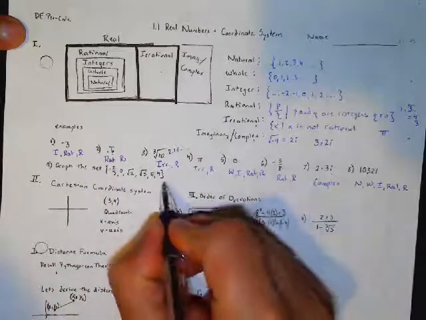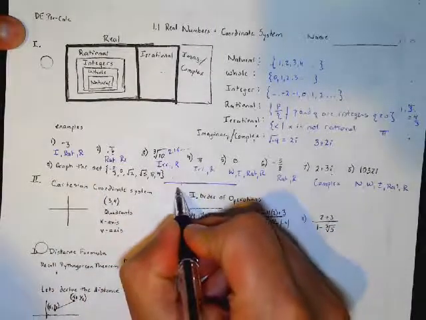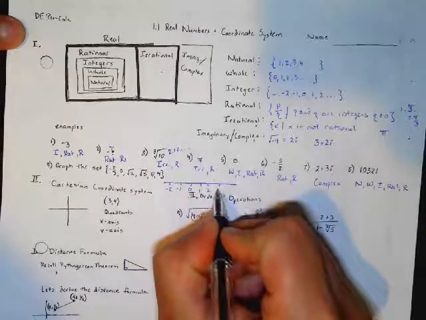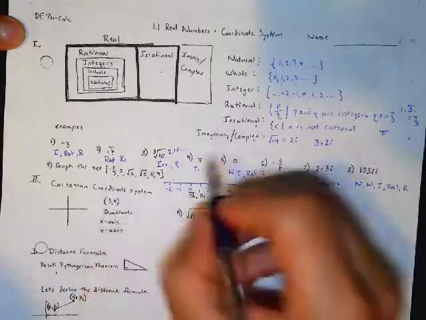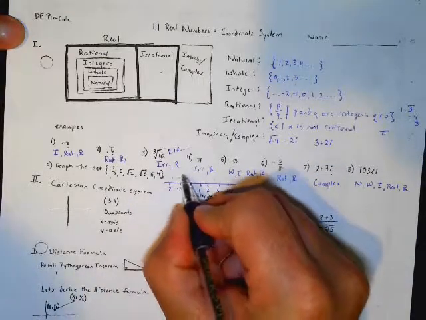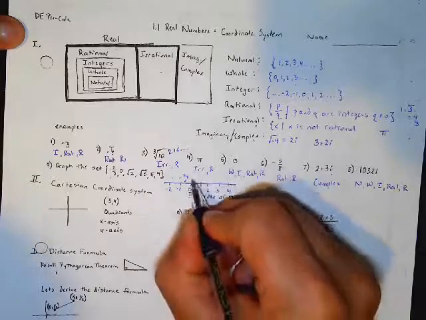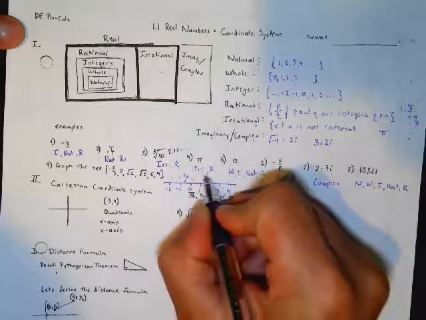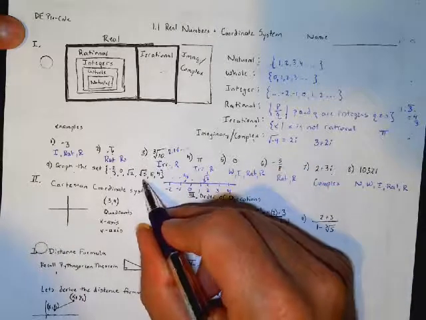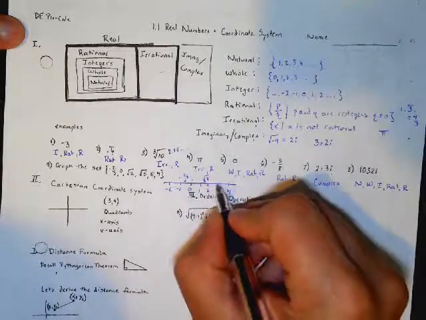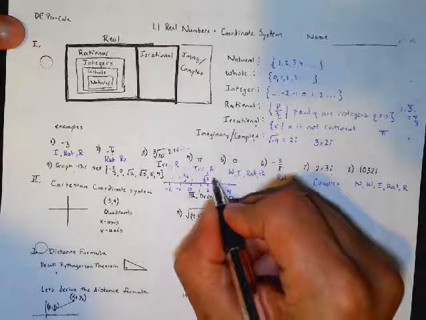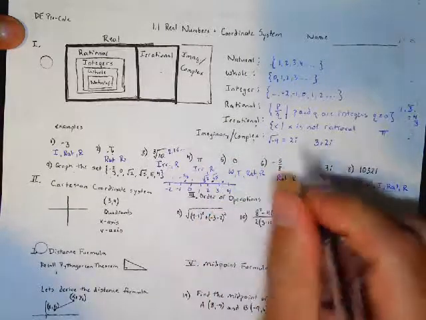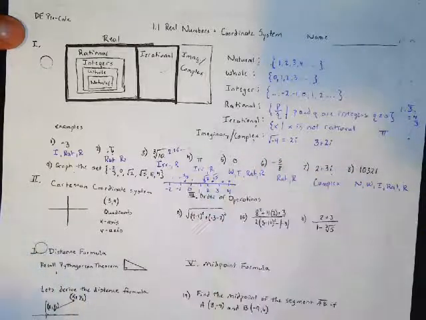Graphing the set. If we create a number line here and put these in, -2/3 would be about right here. 0 is right here. The square root of 2 is like 1.4 something, so about right there. The square root of 5: the square root of 4 is 2, so the square root of 5 would be a little bit over 2. And pi is 3.1, etc., and 4. So you can plot these on a number line.